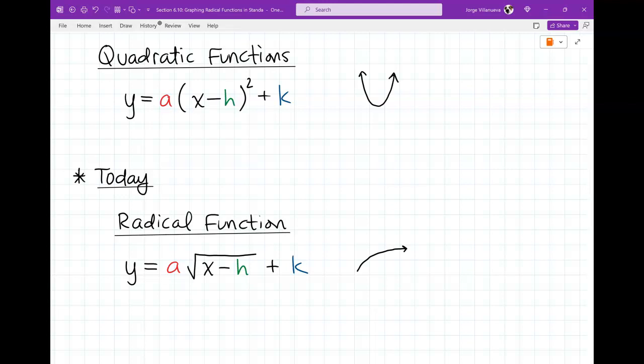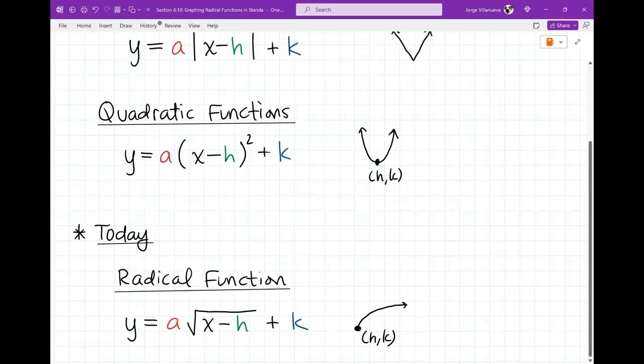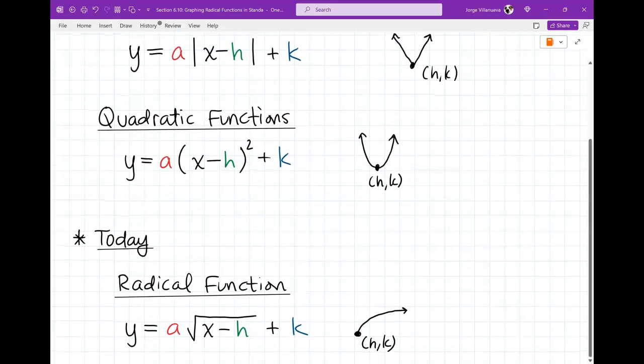Okay? Where this little point right here, that's your HK. And if you want, I'll even put that on the other graph. So this would be your HK right here. And on the top one, your HK would be that pointy part right here. So notice how all three functions are pretty much the same thing. They just have a different symbol where the x minus h is, right? The x minus h for absolute value has vertical lines. That tells you it's an absolute value. For quadratic function, it has a parenthesis squared. That tells you it's a quadratic function.